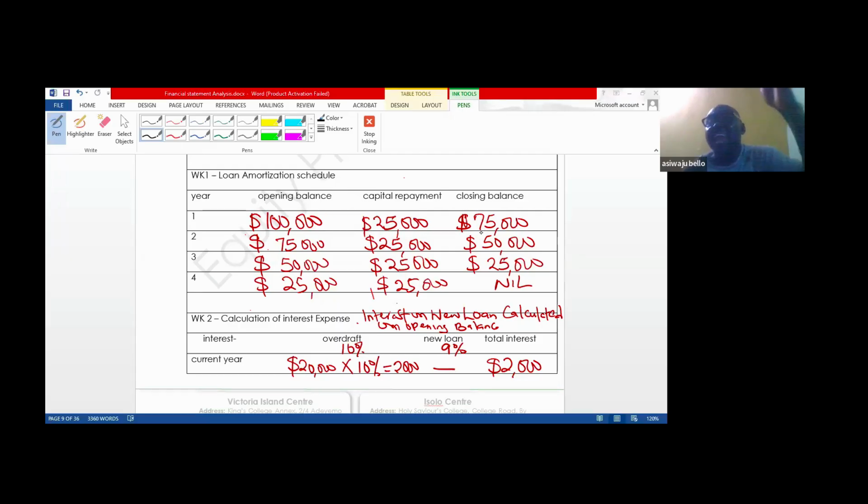So that is how we derive the loan. At the end of year 1, we have a balance loan outstanding of $75,000. That is the long-term loan debt at the end of year 1. At the end of year 2, we have an outstanding debt of $50,000. At the end of year 3, we have outstanding debt of $25,000. That is how we derive the debt.